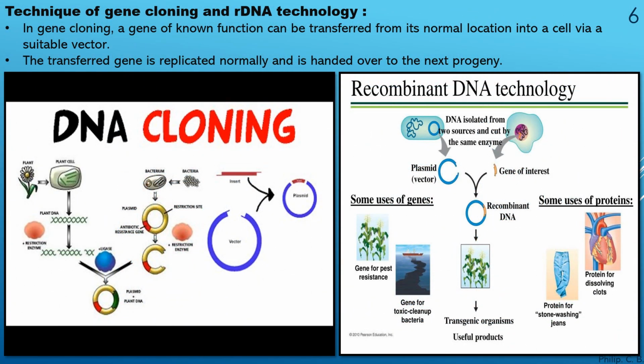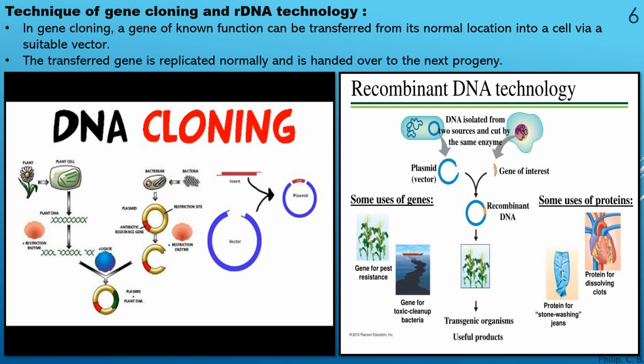Then further, the technique of gene cloning and rDNA technology, how it can be done. Now again, before going to the points, just see the image. As I always tell in biology, if you see the image or diagram, the learning becomes easier, understanding becomes easier. So if you see in the image towards the right part, recombinant DNA technology, first the DNA is isolated from two sources and cut by the same enzyme, that is plasmid vector and gene of interest.